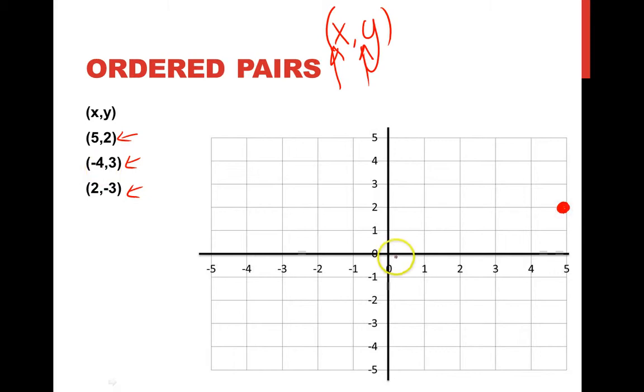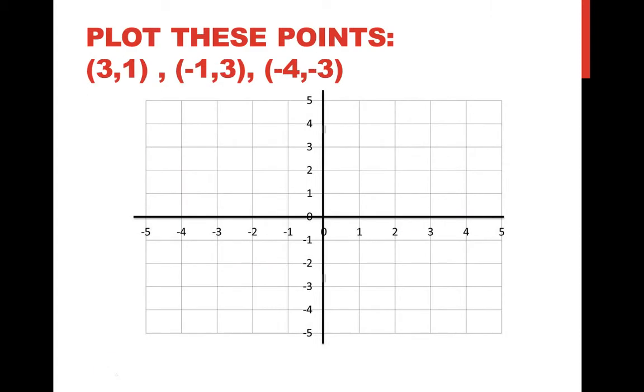Negative 4, 3. I go left over to negative 4, and then up to 3. So you can see here I'm at negative 4, 3. Then we have 2, negative 3. So we go over to 2, and then down to negative 3 for the y. So we're at 2, negative 3, kind of right there. So you can see how our x and y's tell us exactly where to go. So let's plot these points. Go ahead and pause the video, do it on your own, then we'll come back, do it together, and see how you did.